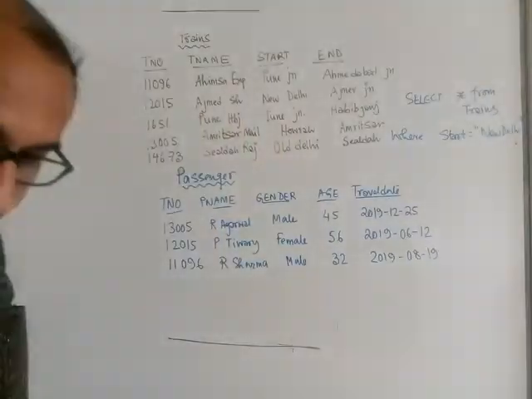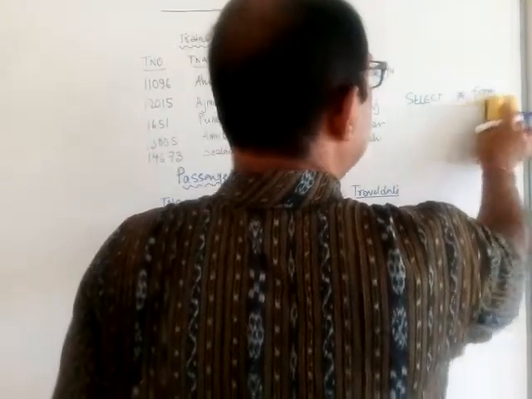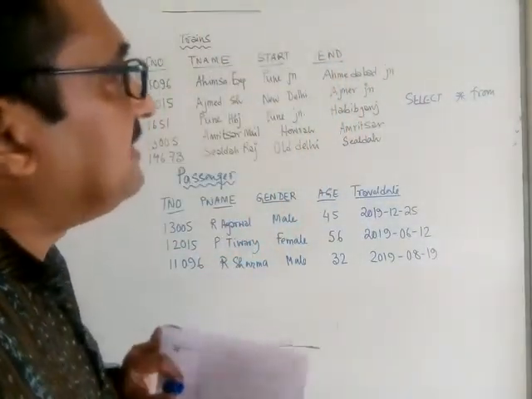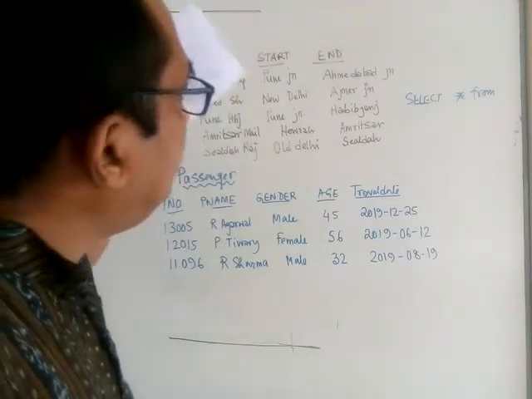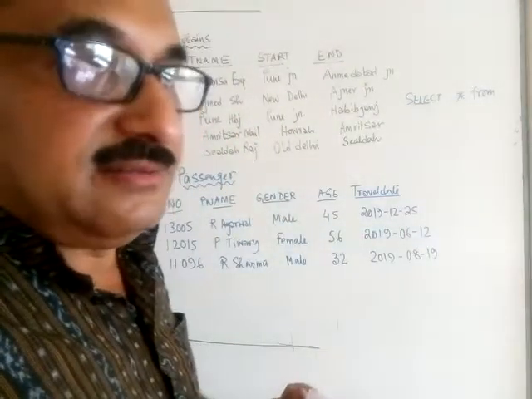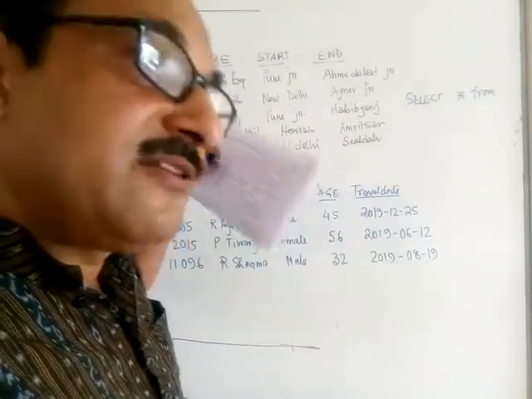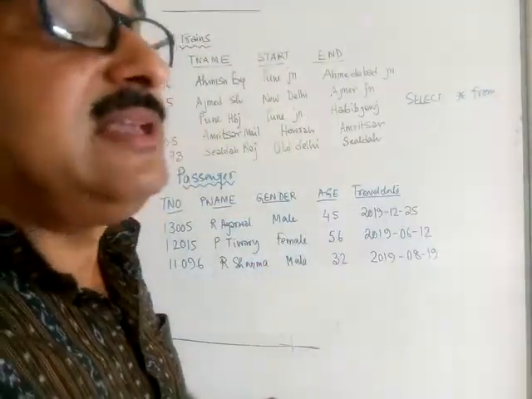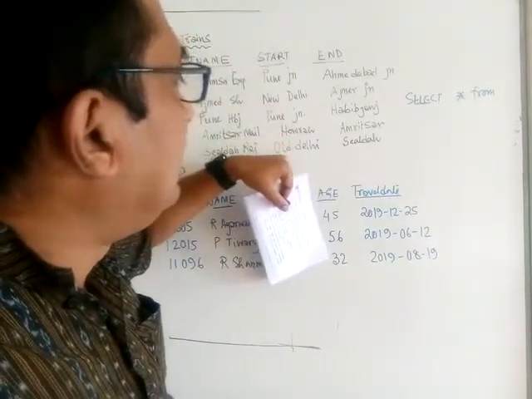But imagine the question was given like this: display the details of all the trains which either depart from or arrive at any part of Delhi. That is, the trains which depart from Delhi or whose destination is Delhi. In that case, what would you have done? Look at this. There are two Delhis here: New Delhi and Old Delhi.